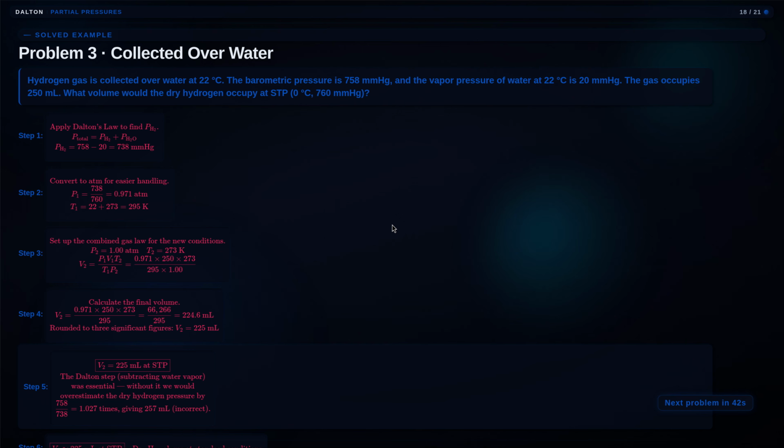Step 4. Calculate the final volume. The numerator is 0.971 times 250 times 273, which equals 66,266. Dividing by 295 gives 224.6 milliliters. Rounded to 3 significant figures, the final volume is 225 milliliters at STP. The Dalton step of subtracting water vapor was essential to the solution.